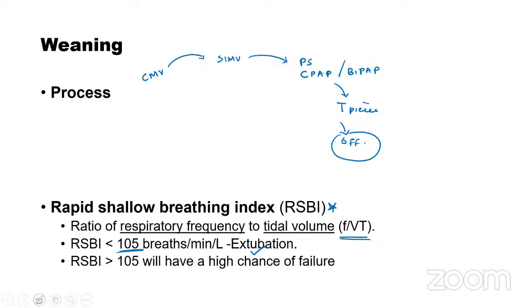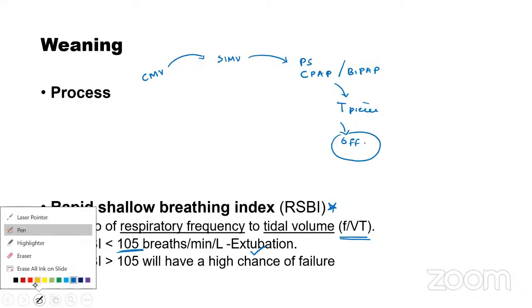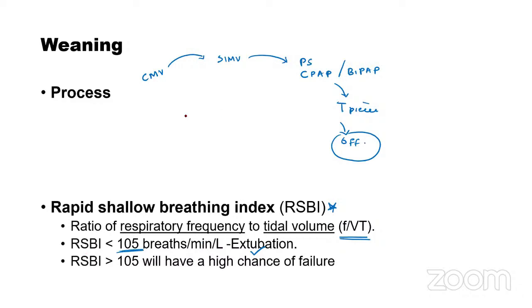To give it in a nutshell, I would say SIMV, pressure support, TPs, BiPAP are all weaning modes. While control mandatory ventilation is not a weaning mode. That's a very commonly asked question.